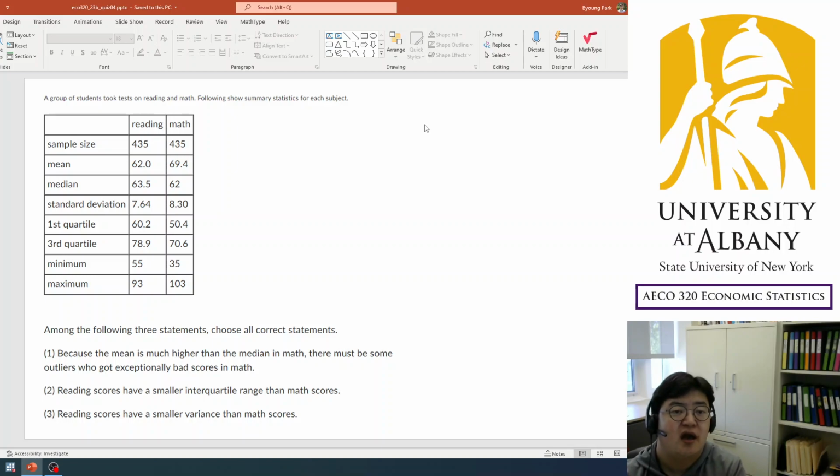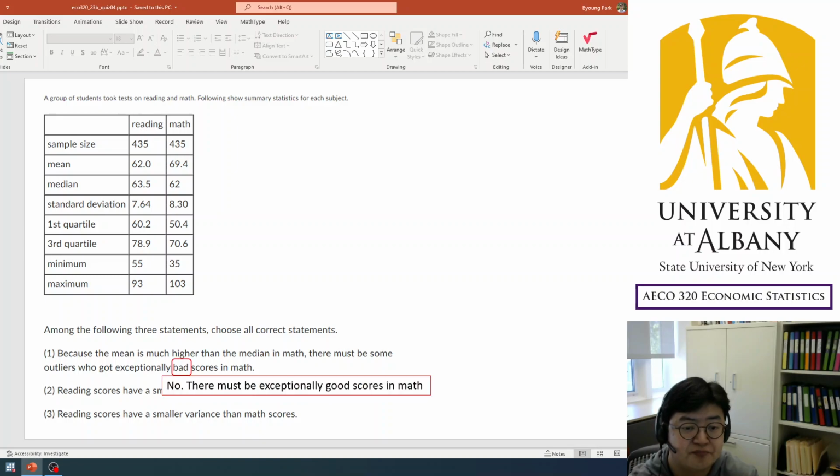Second question. A group of students took tests on reading and math. The following shows summary statistics for each subject. So reading and math data are given, with different summary statistics. The sample size is the same. Among the following three statements, choose all correct statements. Of course, in your options, you have like 1 or 2 or 1 or 3. So you have to choose the right statements. Let's see one by one.